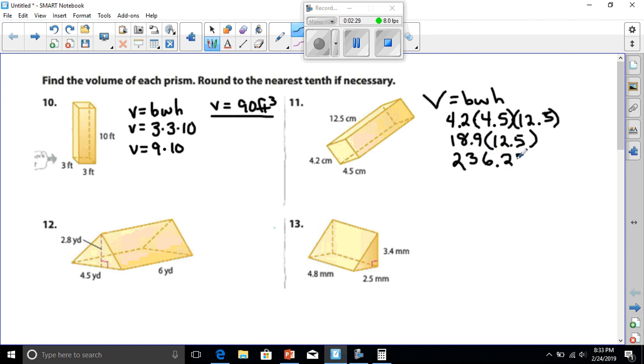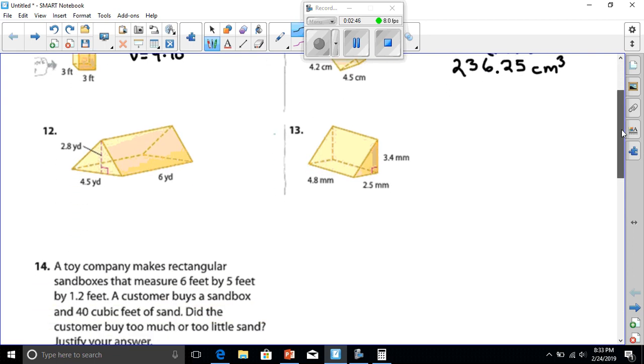And now we have to make sure that we label this correctly. It's in centimeters, so we're going to put centimeters. We have to remember, because this is a three-dimensional object, we have to put it centimeters cubed. It has to be part of our answer. All right, let's move down to number 13 now.